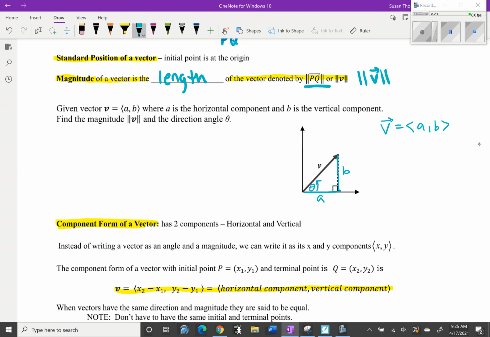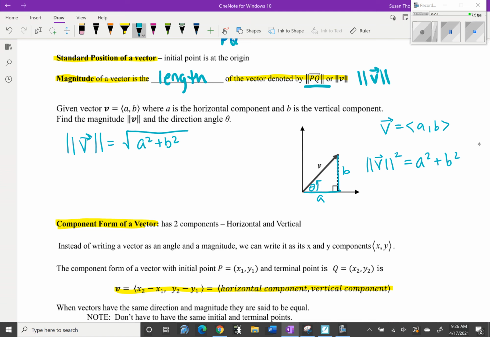So if I want to find the magnitude of v, that means I'm trying to find the length. If we want to find the length, of course, we can use the Pythagorean Theorem. Since the magnitude of vector v is across from the hypotenuse, the magnitude squared equals a squared plus b squared. So if I want to solve for the magnitude, I would just take the square root. So the magnitude of vector v is equal to the square root of a squared plus b squared.